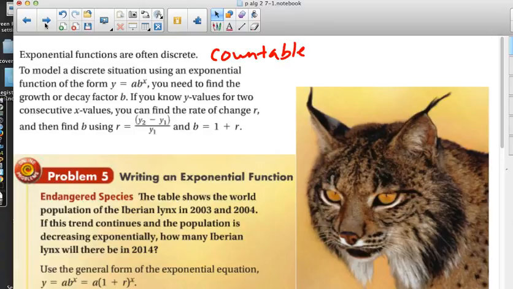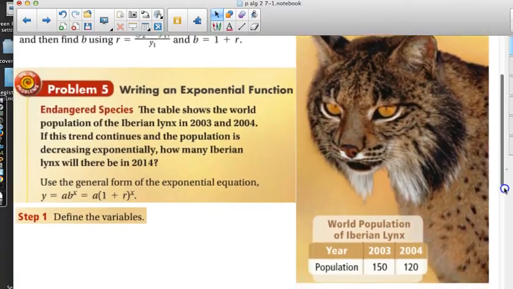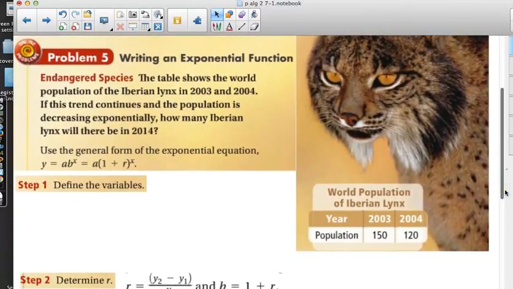They don't ask you for slope on the MCAs, they ask you for average rate of change. It is the same thing. So here's the poor little Iberian lynx. The table shows the world population of the Iberian lynx in 2003 and 2004. It's not looking good for the Iberian lynx. If this trend continues and the population is decreasing exponentially, which it was, how many Iberian lynx would there be in 2014?